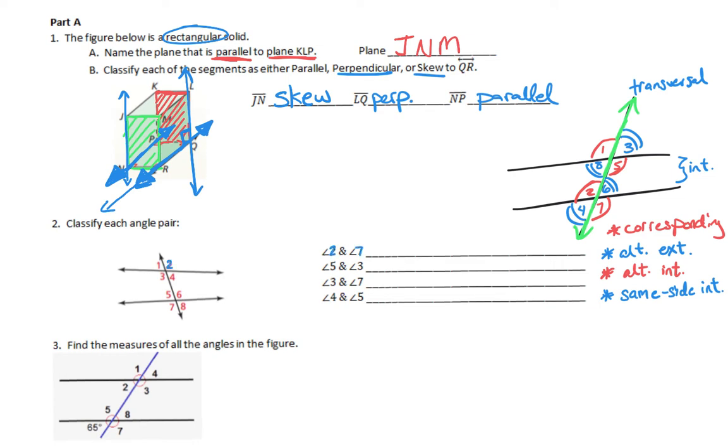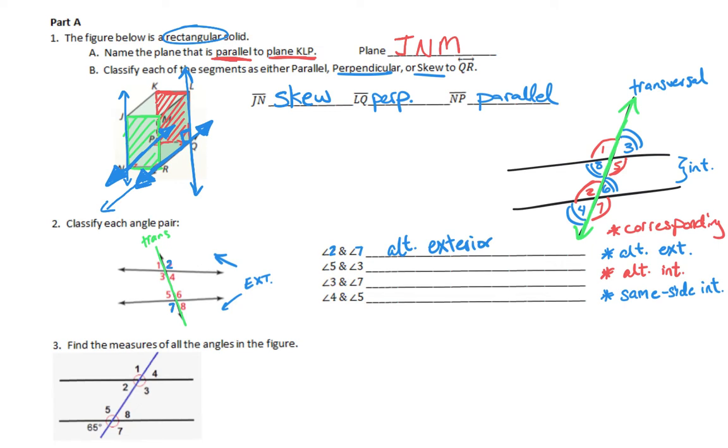So let's check out angle 2 and angle 7. Well, we see that they're both on the exterior, and they're on opposite sides of the transversal. So since they're on opposite sides, we'll say that they're alternate, and they're on the exterior, so they're alternate exterior.